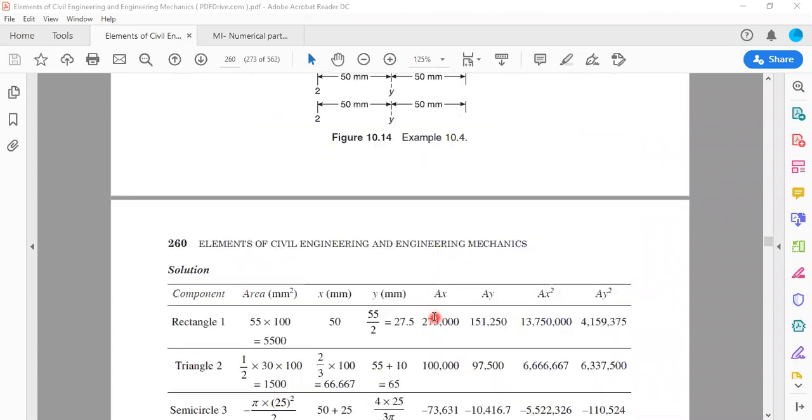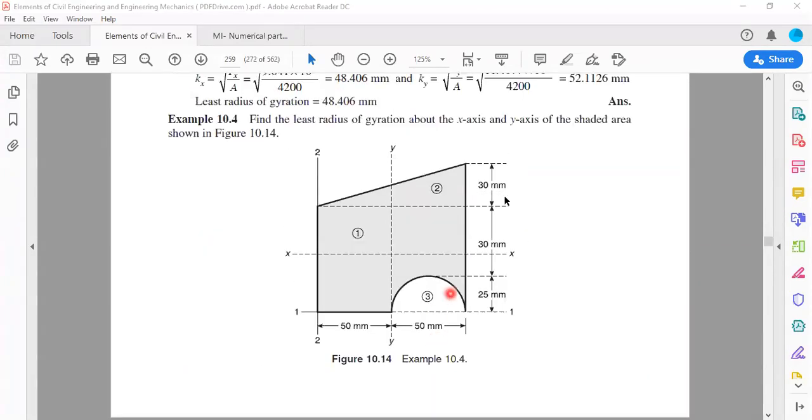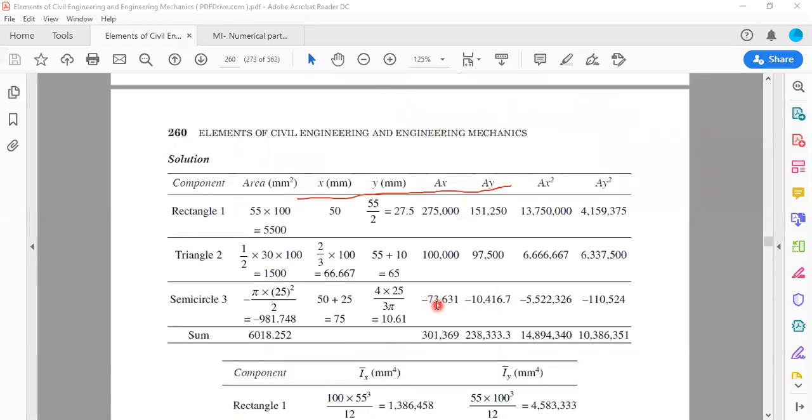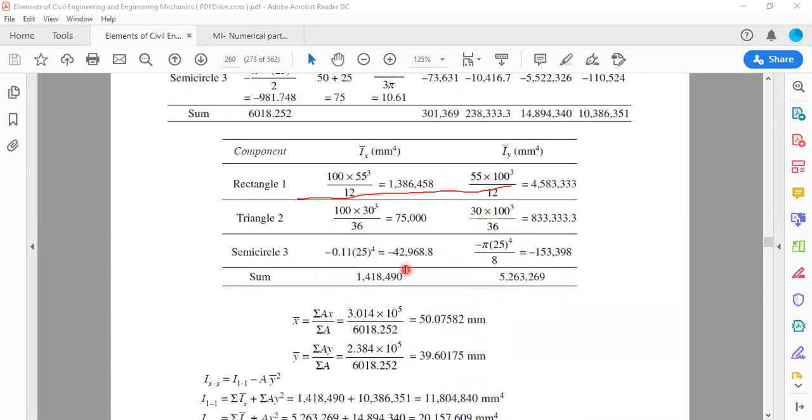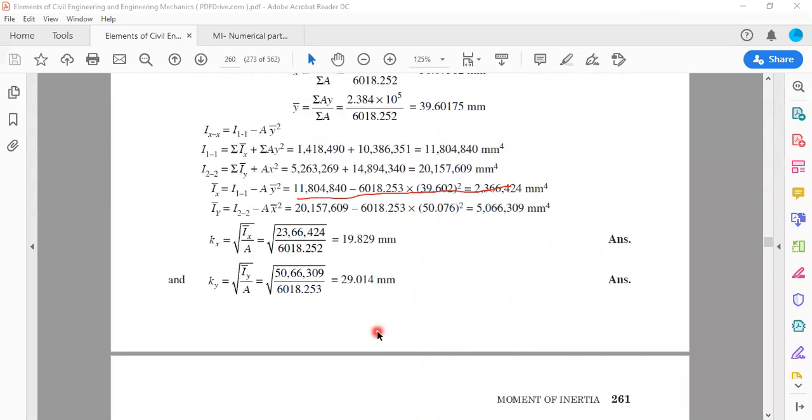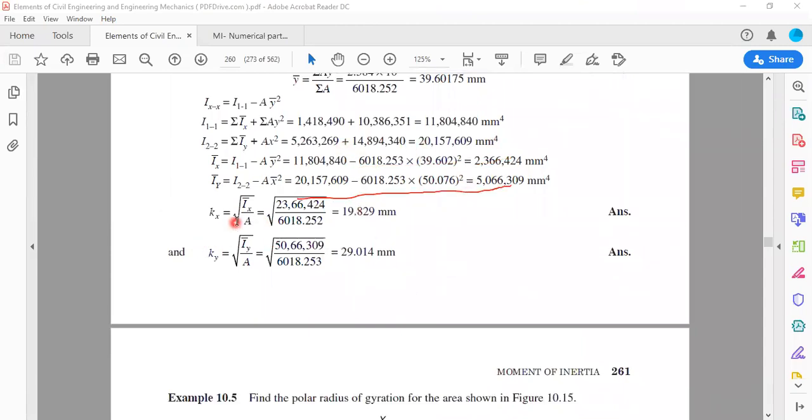Then we have a triangle, bh cubed by 36. So for a triangle, its x-axis will be somewhere drawn over here, right? So ix is going to be bh cubed by 36, and Iyy also is bh cubed by 36. According to the figure, you will be substituting the values. Then you have a semicircle wherein ix is 0.11 r raised to 4 and Iyy is pi r raised to 4 by 8. You take a sum, substitute in the equation, and you'll get the value of ix and Iyy.